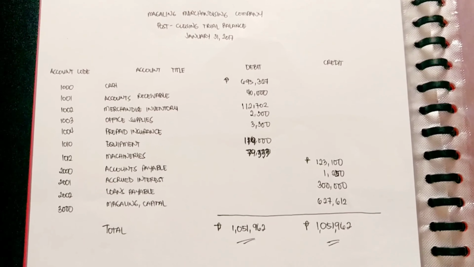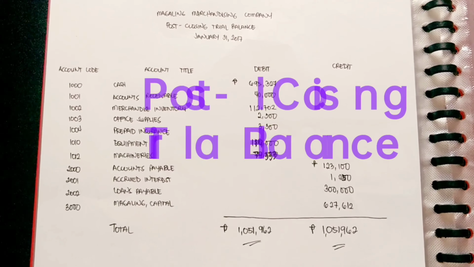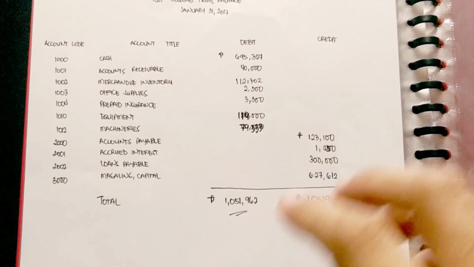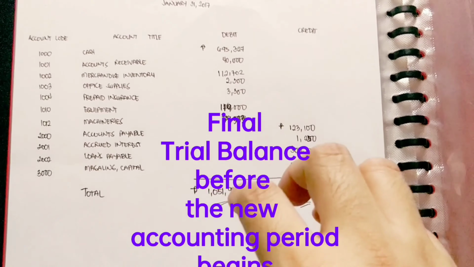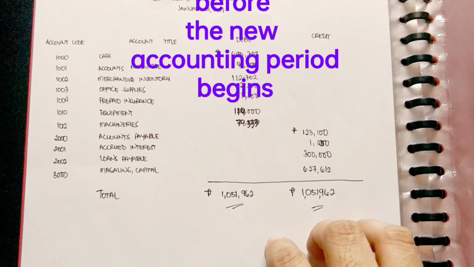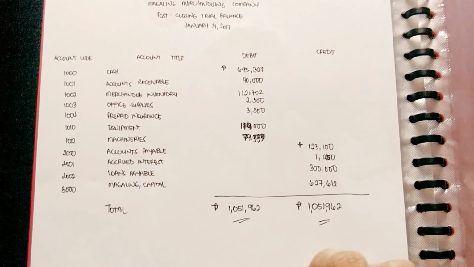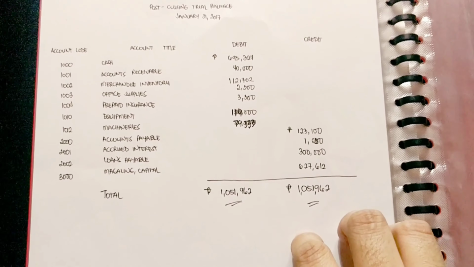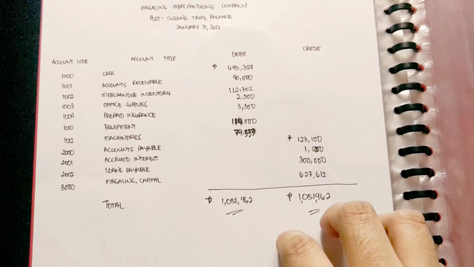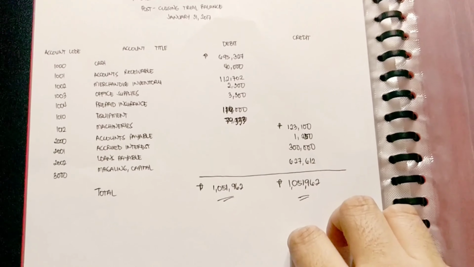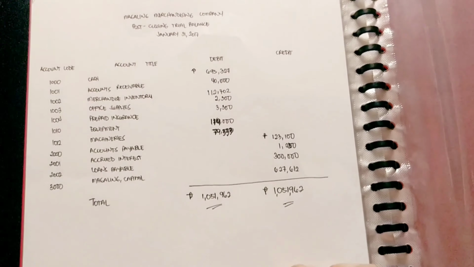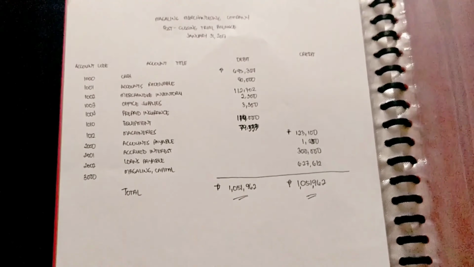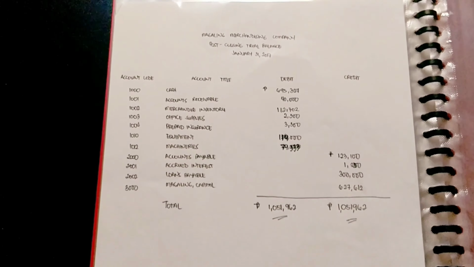Lastly is the post-closing trial balance. This is the final trial balance prepared before the new accounting period begins. It is used to make sure that beginning balances are correct, and it is also used to ensure that debits and credits remain in balance after closing entries have been completed. So that's the process of bookkeeping.